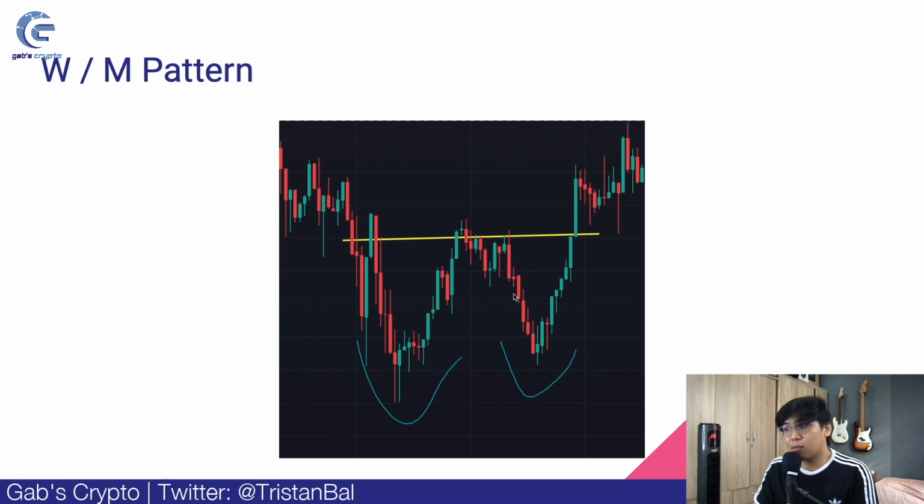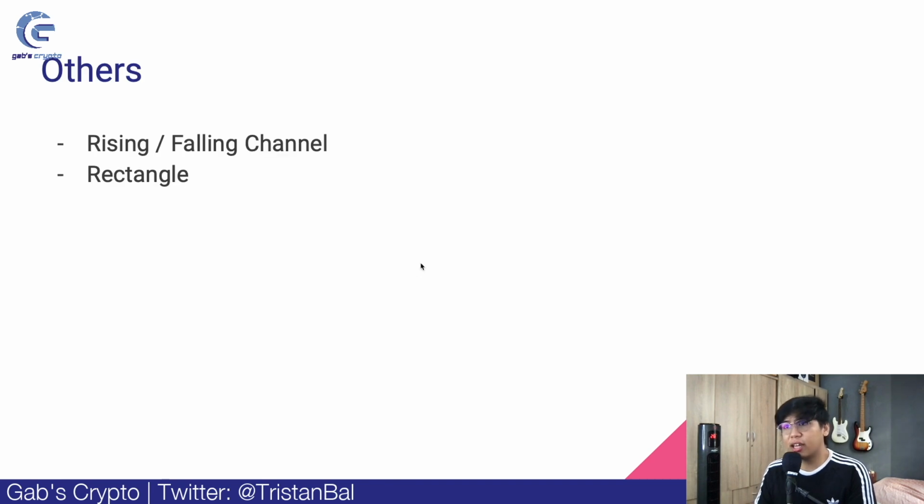Ito naman is an example of a W. Makita mo lang siya nagkaroon ng downtrend and then nagkaroon ng double bottom. So that is called a double bottom pattern. So trend reversal to the upside siya. And then yung opposite niya is yung M pattern. So opposite niya lang is so basically galing sa uptrend and then double top and then pababa. So opposite lang talaga siya ng W pattern or double bottom. So meron din tayo iba like rising or falling channel and then yung rectangle.